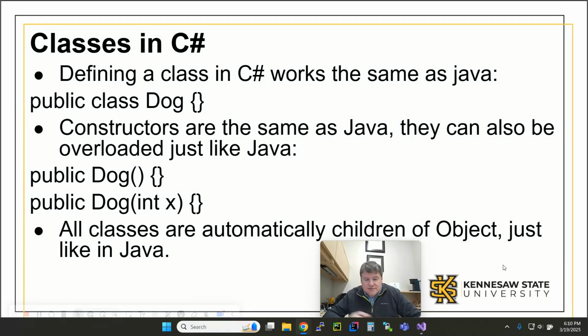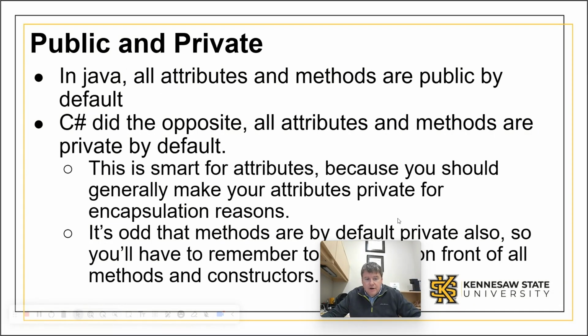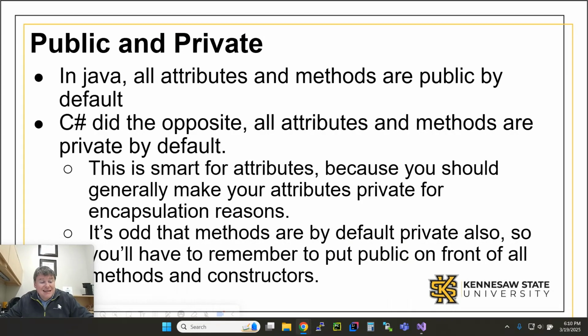The constructors work exactly the same. Put a constructor in there, you just say public dog. It has to match the name of the class, takes parentheses, and you can either have parameters or not. Just like in Java, every class in C Sharp is a child of object unless you specify otherwise. All right. So that brings us to one thing that is different.